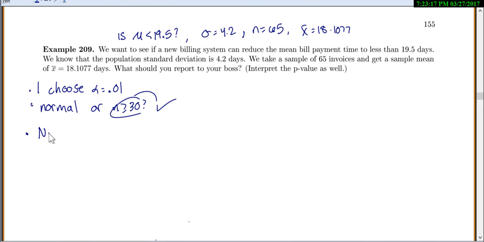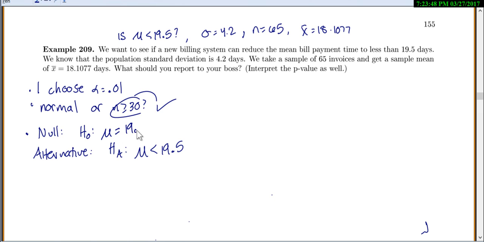Then we need our hypotheses, so let's write down our null hypothesis and also our alternative hypothesis. I like to write the alternative first. You don't have to, but it's easier for me. So we're hoping to show that our mean is less than 19.5. So mu is less than 19.5, which means what does the null have to be? The null always has to be the equals. So it would be mu equals 19.5.